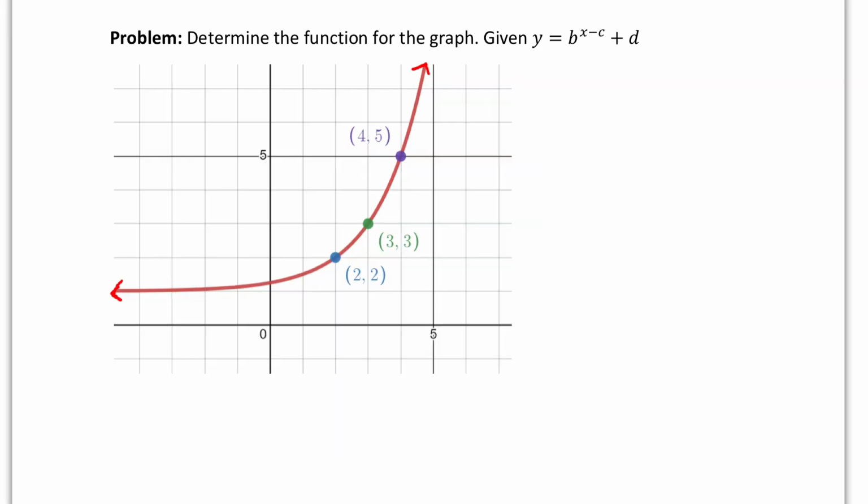All right, so I'll give you guys a real tough one. Go ahead and try this one on your own. You've got y equals b to the x minus c plus d. We have 3 points: 2, 2; 3, 3; 4, 5. Go ahead and plug in the points and try to solve for the exponential equation.